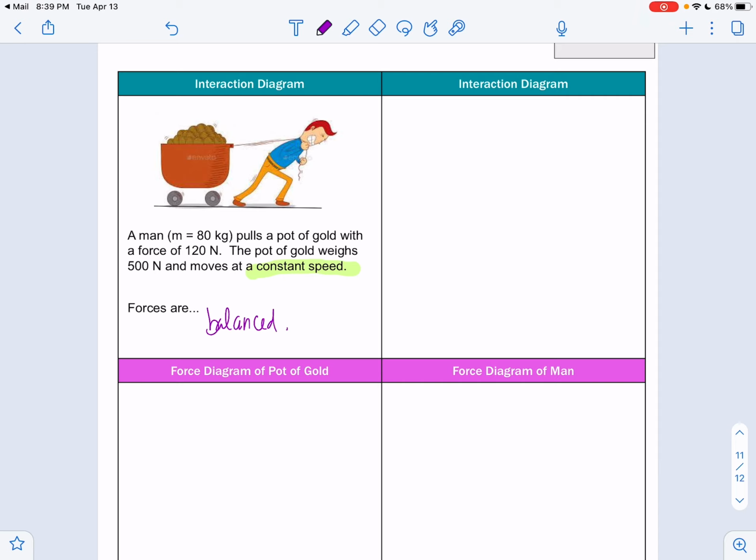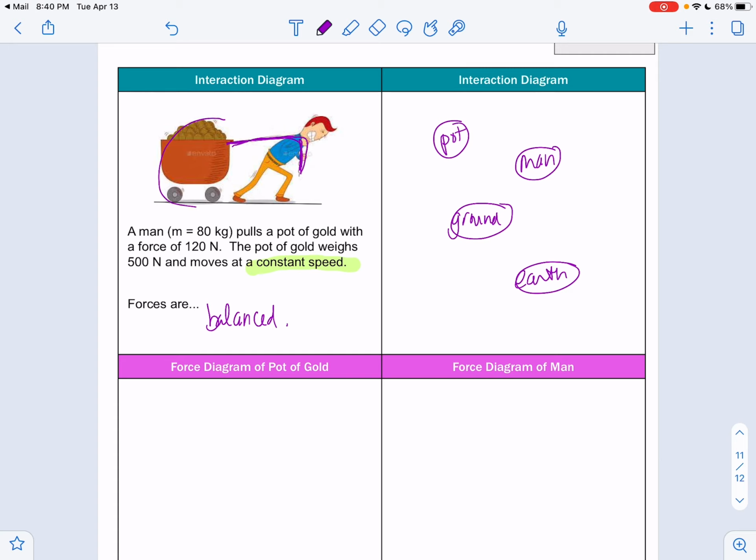All right, so let's draw the interaction diagram. So we have the pot of gold, the man, the ground, and the earth. Whenever it's a pull, you see how there's a rope here? If you count the rope separately, then it's going to be kind of a mess, because you're going to need to include a diagram of the rope. I would just consider the whole pot of gold and the rope as being one thing, that way the man directly touches the pot.